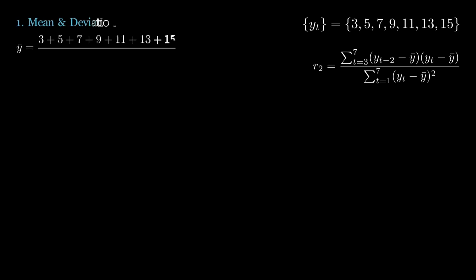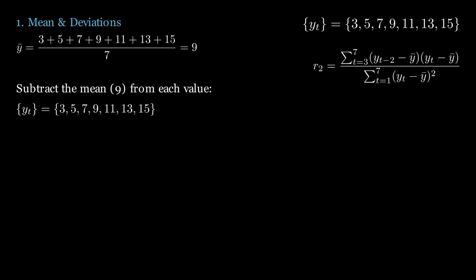First, we need to calculate the mean. We take the sum of all the observations and divide by the number of observations, which comes out to 9. We can also simply observe that the mean is 9 because the data is evenly spaced, with 9 being the middle value. Next, since we need all the deviations from y equals 1 to 7, we'll calculate all of them at once and plug in the appropriate parts into the numerator and denominator later. Calculating this out, this gives us our deviations: -6, -4, -2, 0, 2, 4, and 6.